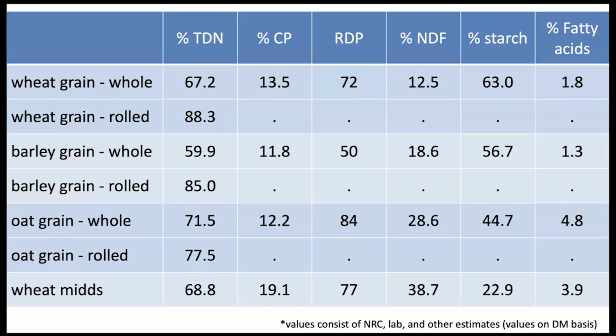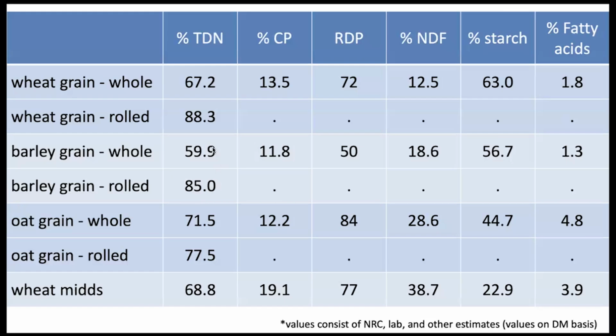When we look at whole barley, 59.9% TDN, that is not very good at all. A good pasture will be above that from a TDN standpoint. You can see when we process that barley, we increase it tremendously.